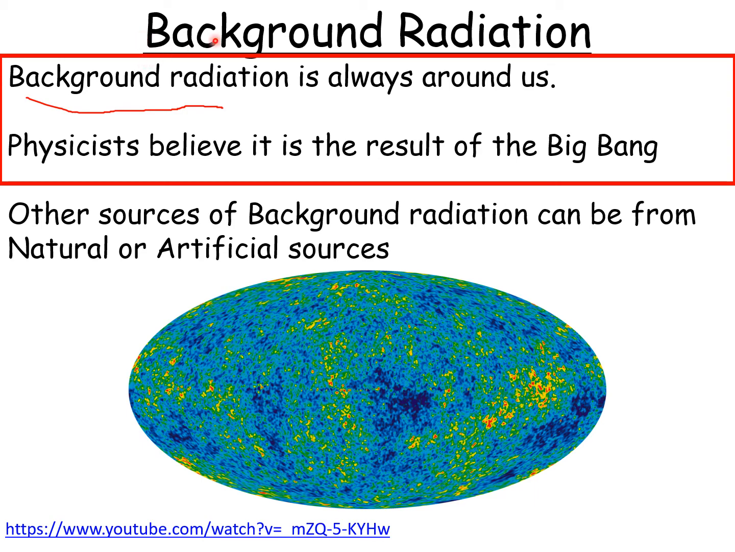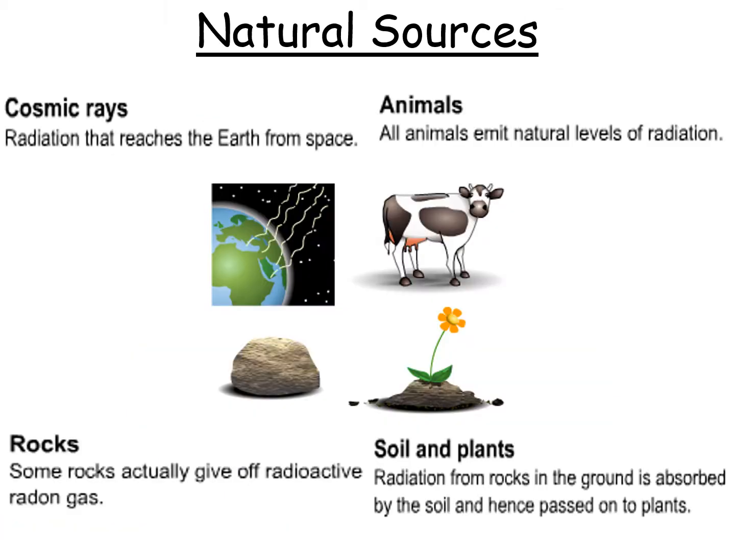Again, I'd like you to remember this because background radiation we're going to come back to when we do an experiment called half-life. Okay, so what are the natural sources of radiation? These are caused by things that happen in the world around us, and so we call them natural. And again, you just need to remember them.